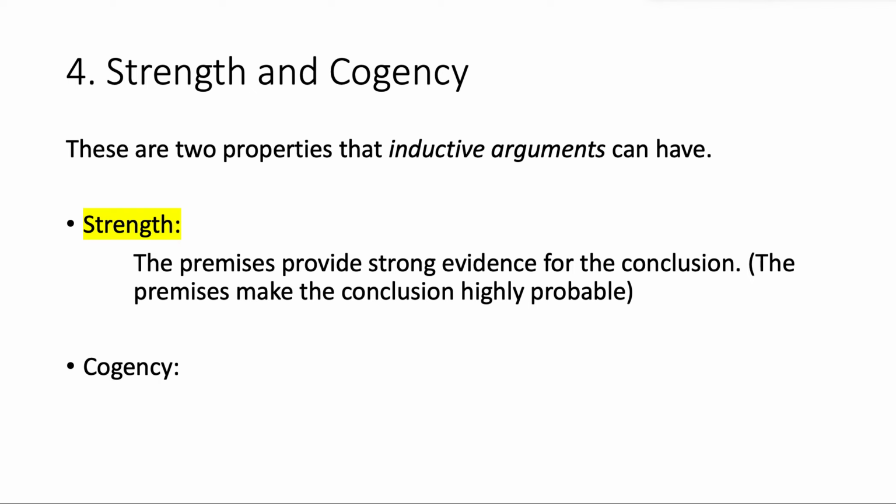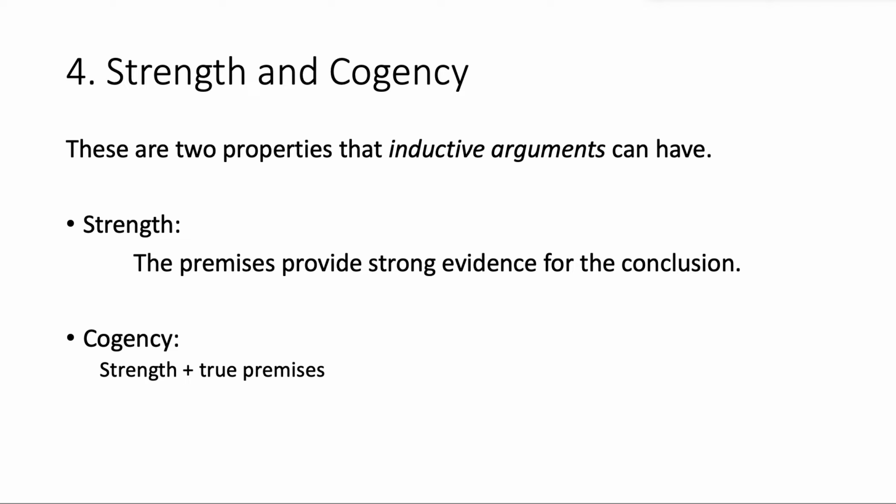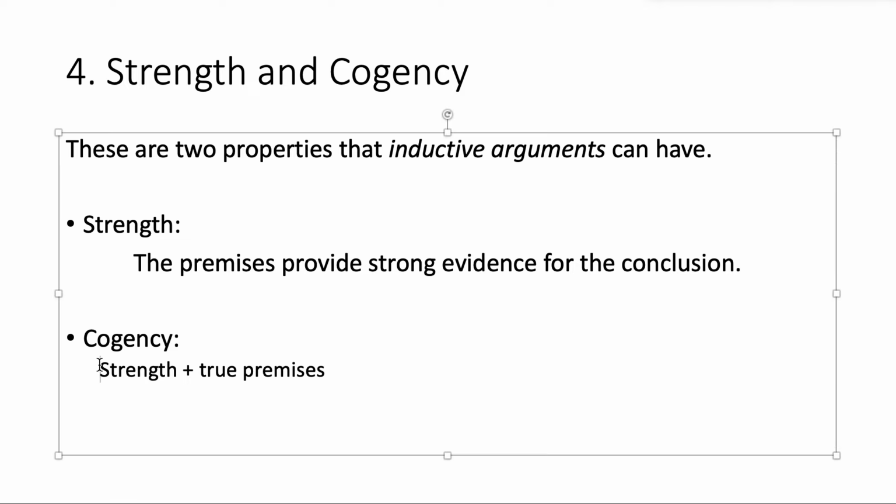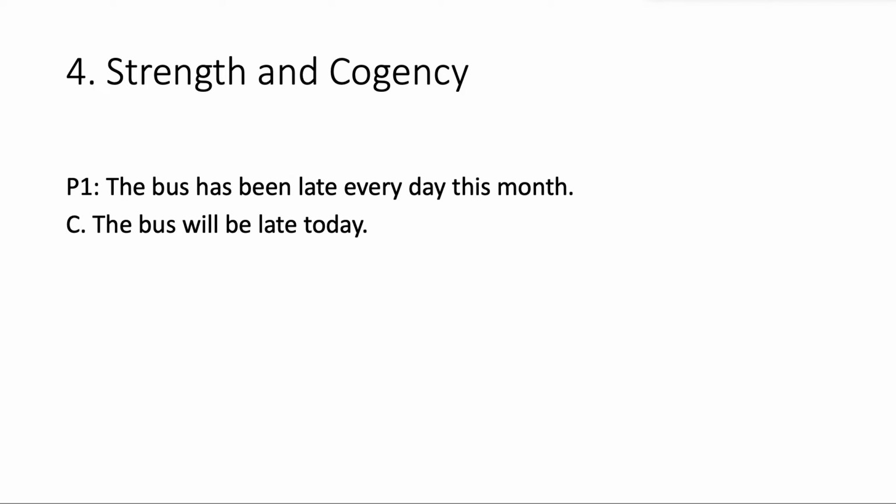What about cogency? Well, as soundness is just validity plus two premises, cogency here is strength plus two premises. So there's a real kind of parallelism between strength and cogency for inductive arguments, and validity and soundness for deductive arguments. So let's look at some examples.